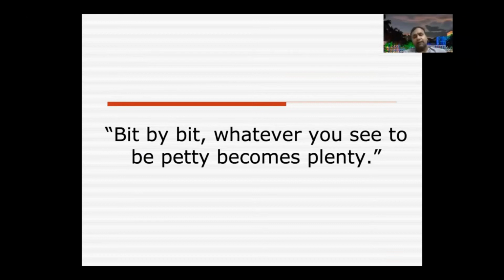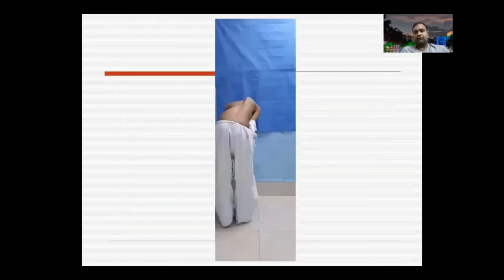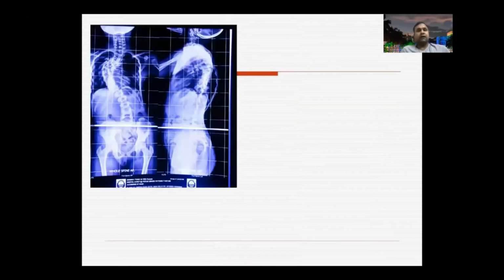Again, in AIS, if you do small releases and small osteotomies, posterior column osteotomies, bit by bit, whatever you see is a petty correction coming up at each level. It becomes plenty in these cases. Just to show you an example, this girl, very severe curve. You can see a very sharp razor arm deformity.